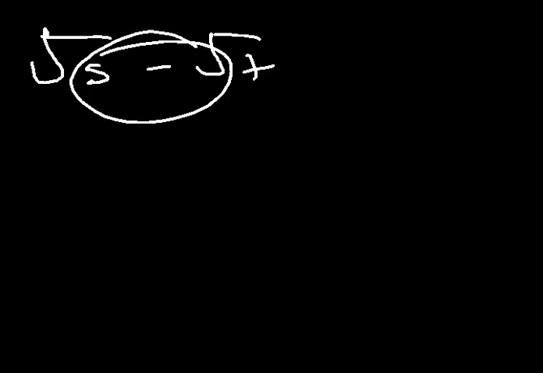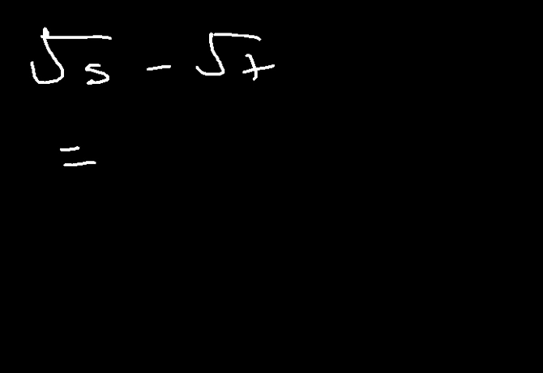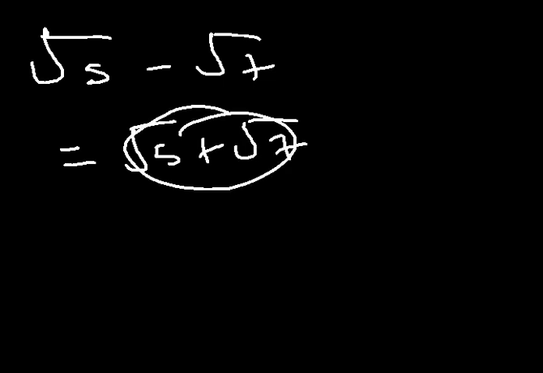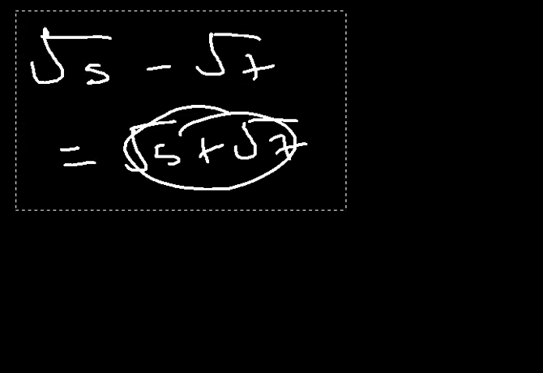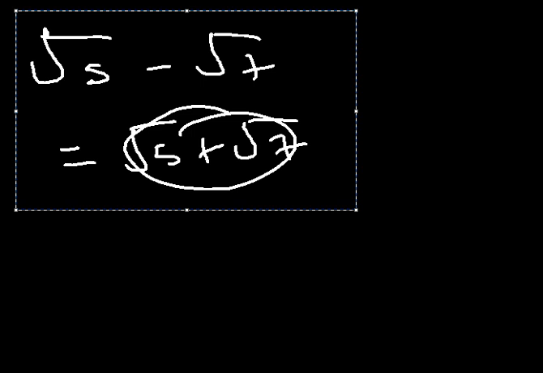Now, what if we have the square root of 5 minus the square root of 7? What is the conjugate of this one? Since this involves square roots, the conjugate will be the square root of 5 plus the square root of 7. That's how we deduce the conjugate for the square root.